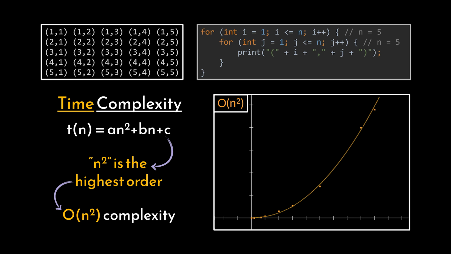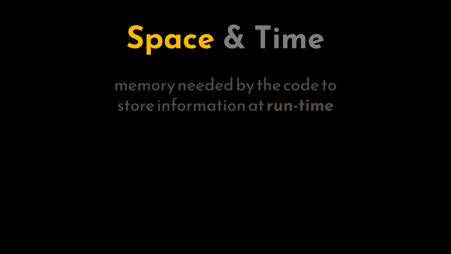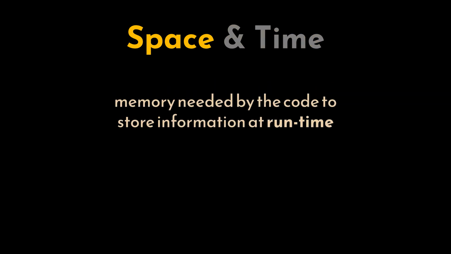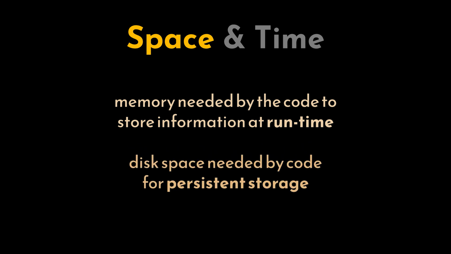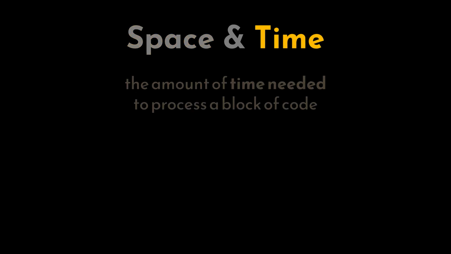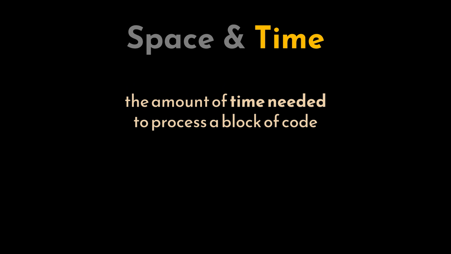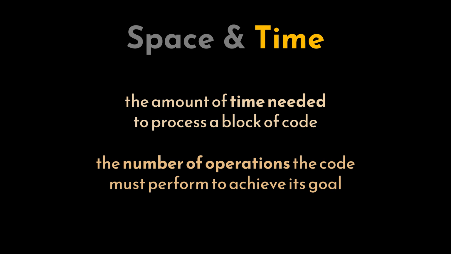So, to recap, a computer program relies on two different aspects of complexity, space and time. Space is both the memory needed by the code to store information at runtime, which was the sum or total value in our first example, as well as disk space needed by code for persistent storage, which was the array storing the integers. Time, on the other hand, is the amount of time needed to process a block of code, or in other terms, the number of operations the code must perform to achieve its goal.